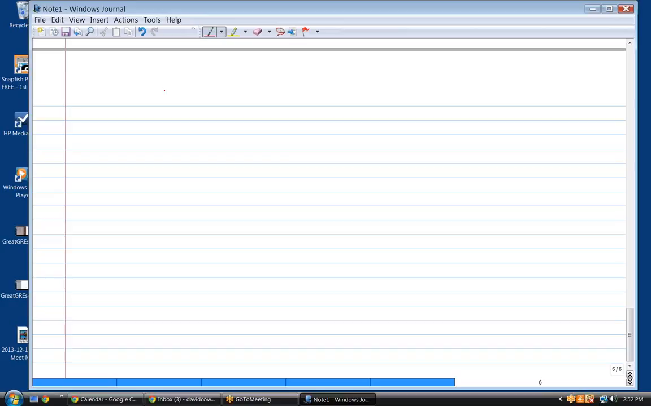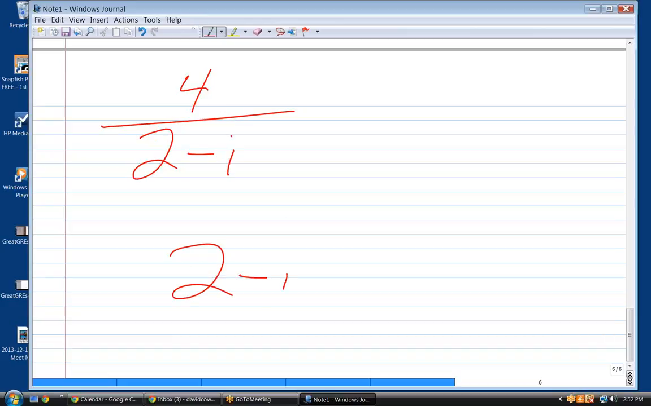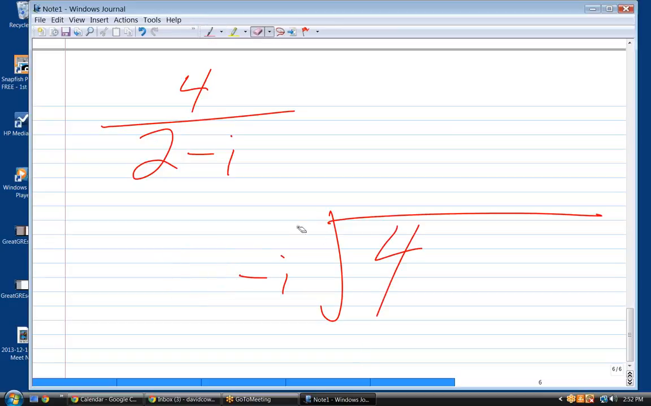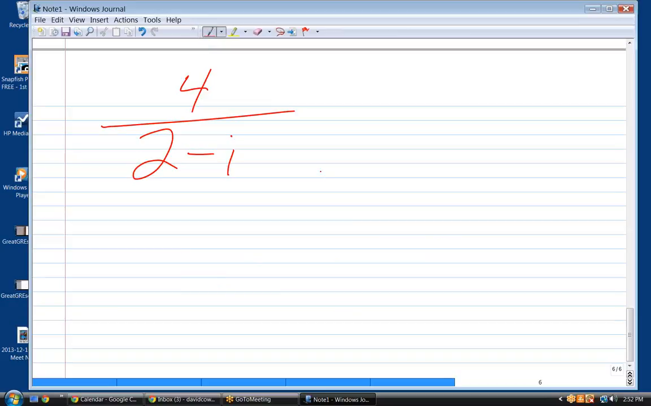So this next one is the division one. It's not really a division one, it just looks like one. It's 4 over 2 minus i. I'm not going to divide it. All I'm going to do is realify the denominator. What do I have to multiply top and bottom by? By 2 plus i, which is the number 1.